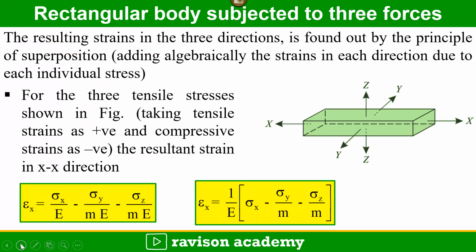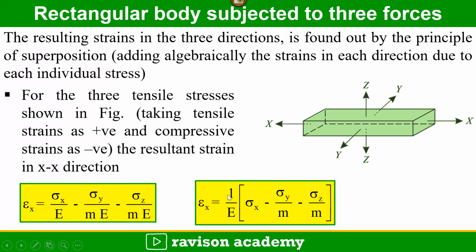The resulting strain in the three directions is found by the principle of superposition. That is, we can add all the strains in x-axis, y-axis and z-axis. When the strain is tensile, we can take it as positive. When the strain is negative, it is for the compressive strain. So epsilon x equal to sigma x by E minus sigma y by mE minus sigma z by mE. This 1 by m is representing the Poisson's ratio.